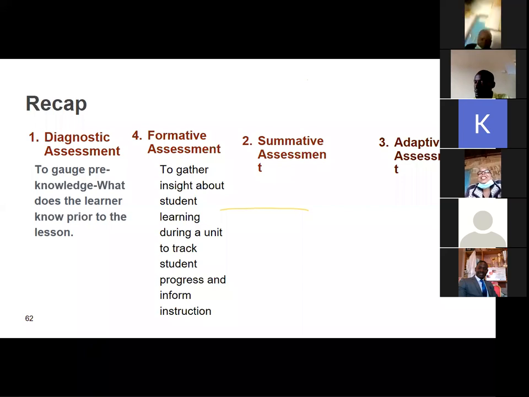I want you to recap on adaptive assessment. Yes, Teacher Mary, we can hear you. I'm requesting that you take us through briefly on adaptive assessment. I think she wants some more information on adaptive assessment.